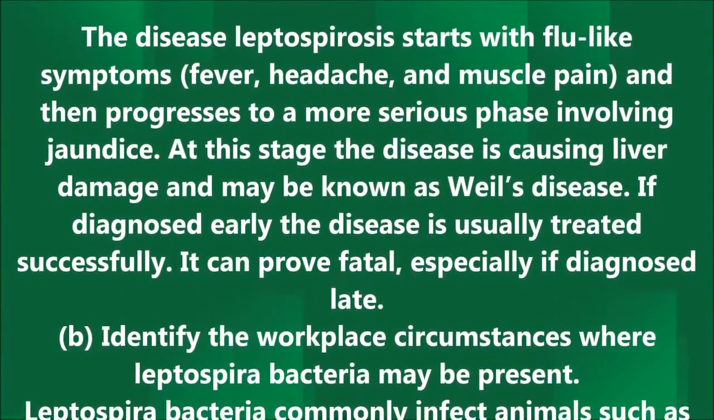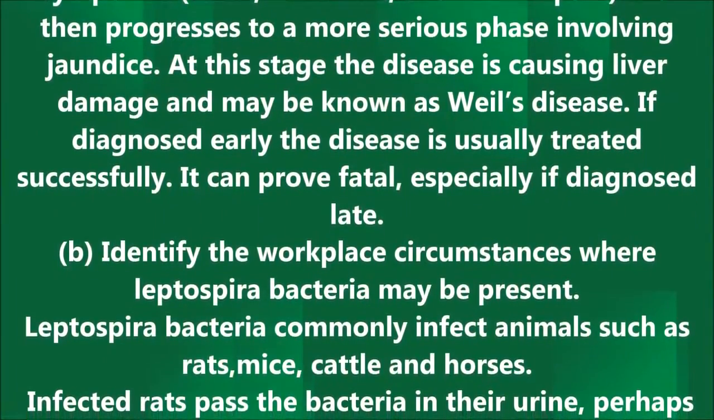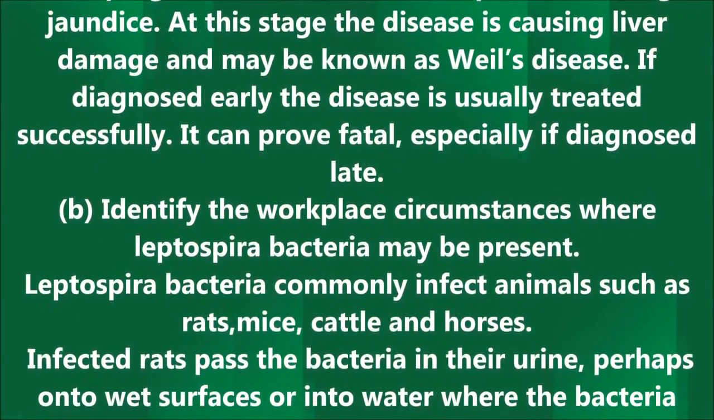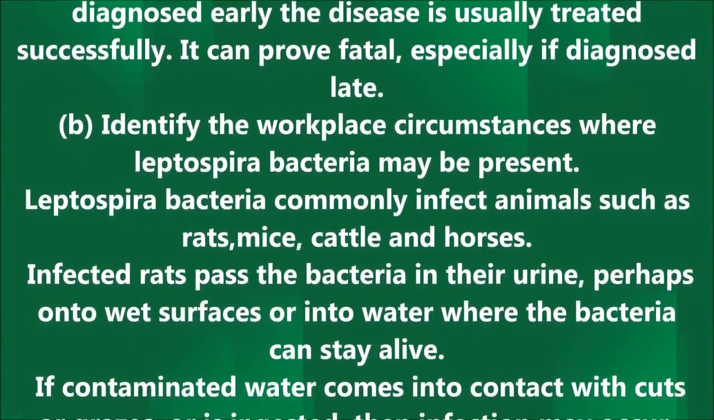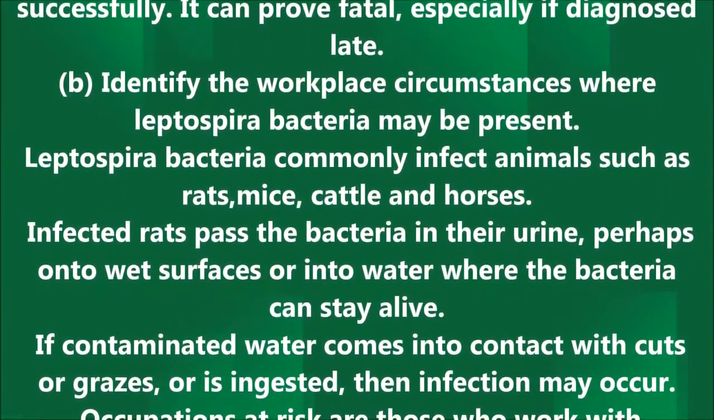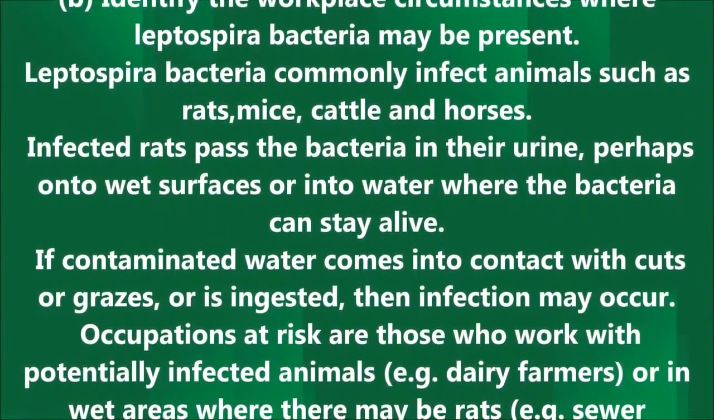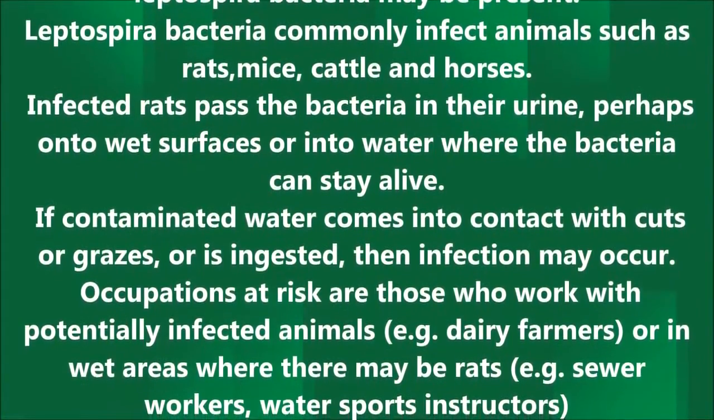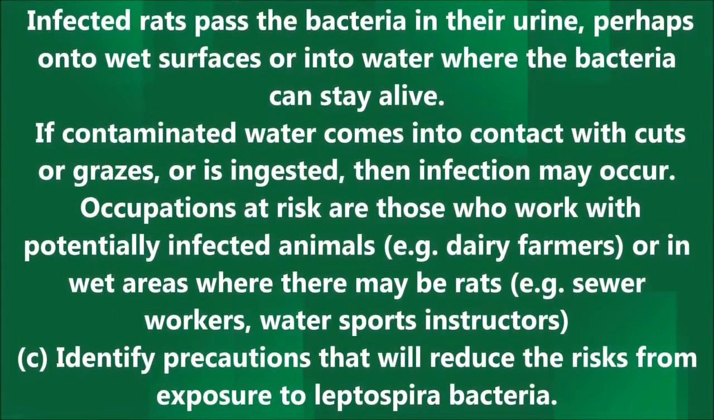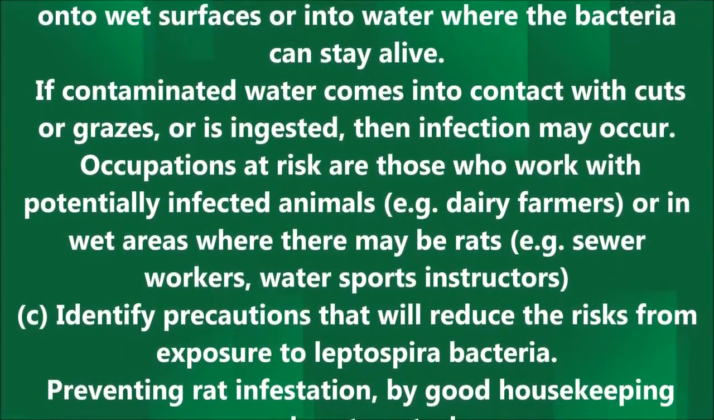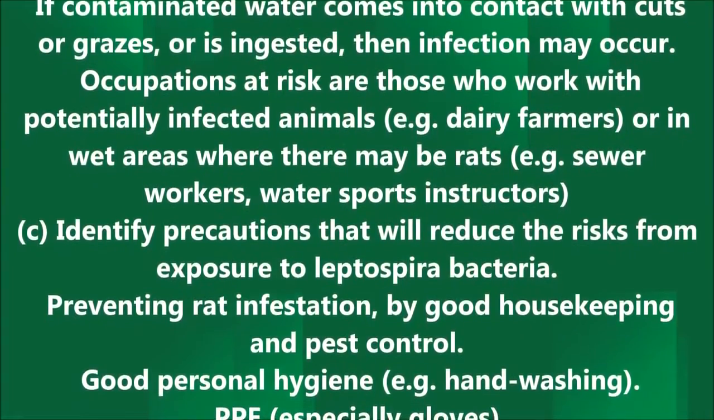B. Identify the workplace circumstances where Leptospira bacteria may be present. Leptospira bacteria commonly infect animals such as rats, mice, cattle and horses. Infected rats pass the bacteria in their urine, perhaps onto wet surfaces or into water where the bacteria can stay alive. If contaminated water comes into contact with cuts or grazes, or is ingested, then infection may occur. Occupations at risk are those who work with potentially infected animals, for example dairy farmers, or in wet areas where there may be rats, for example sewer workers, water sports instructors.